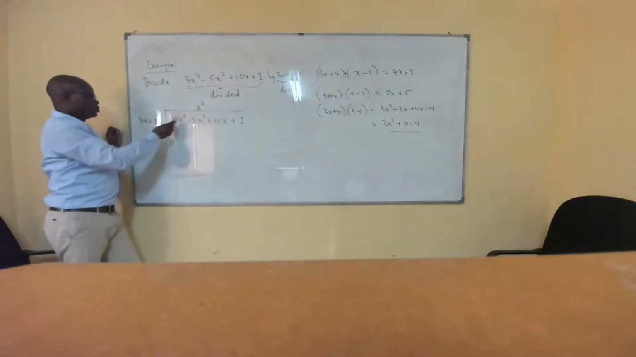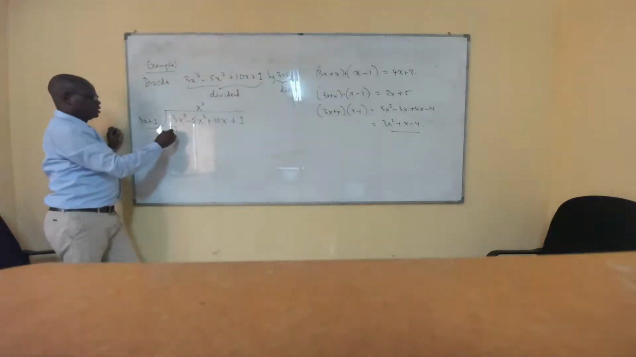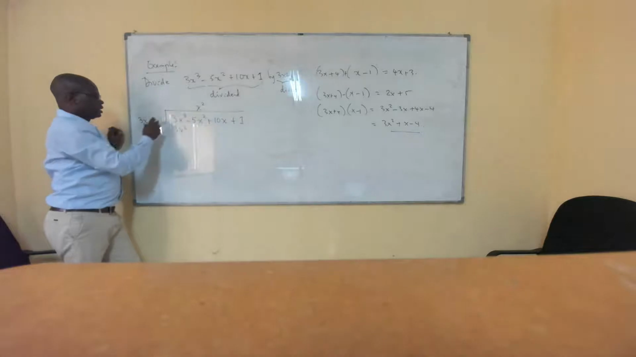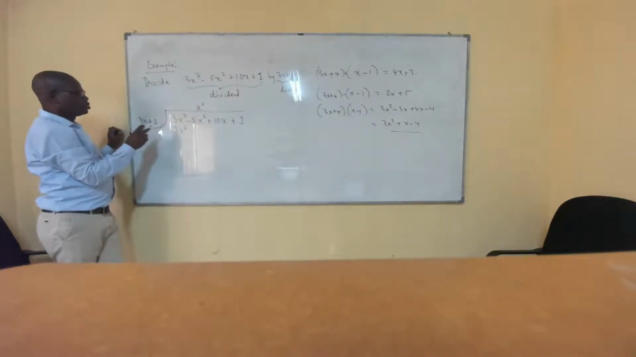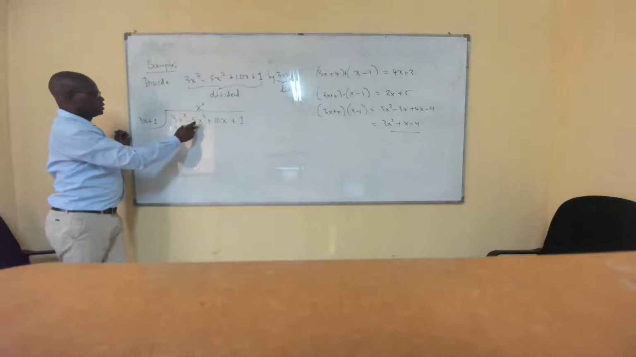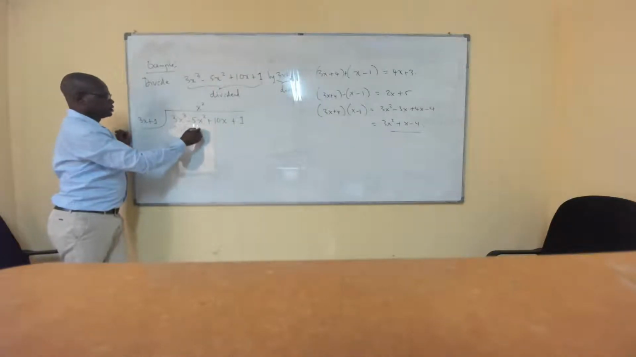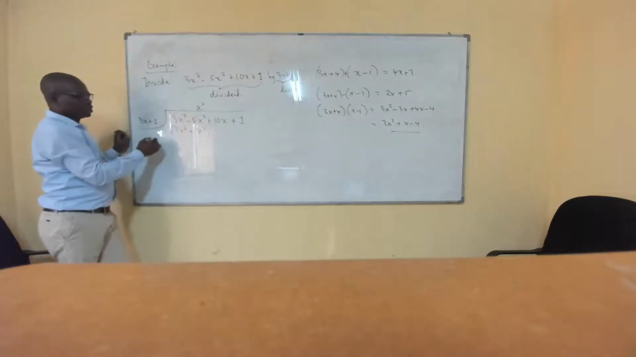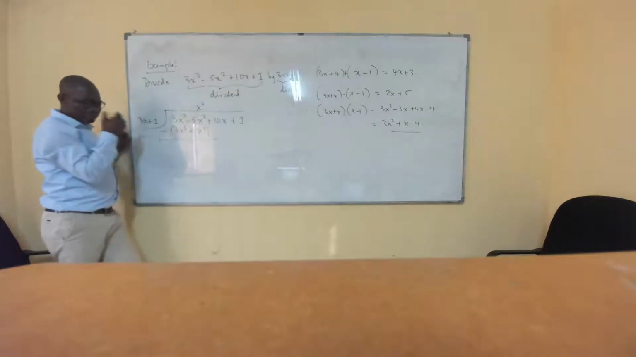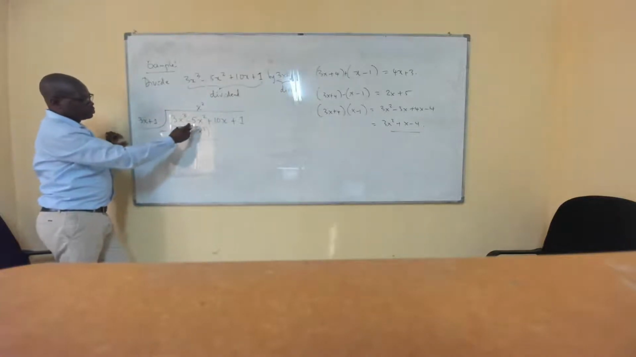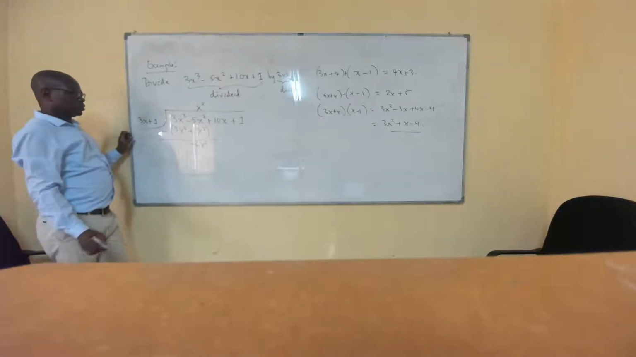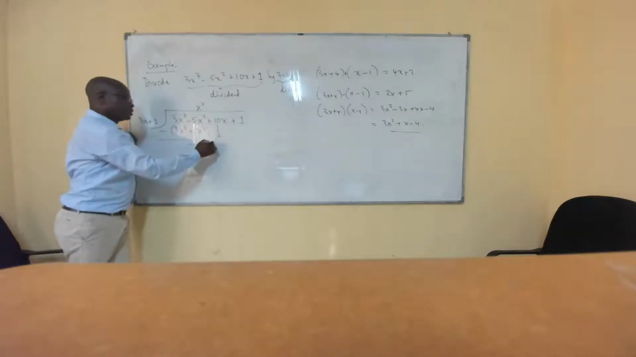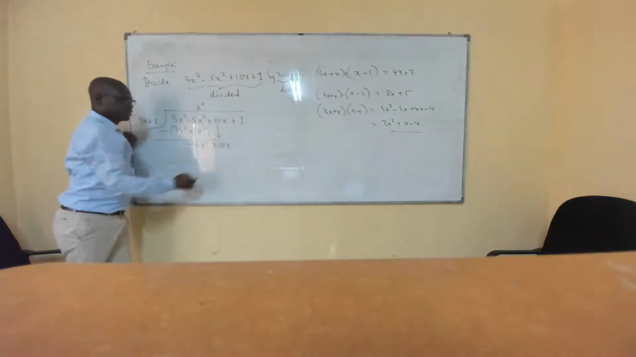Then you take this, you multiply by this, you have 3x to the power 3, this and this, it will give us x to the power 2. We write it under here, plus x to the power 2. Then you put in brackets before subtracting. So if you subtract, you have 6x to the power 2, you bring down plus 10x.